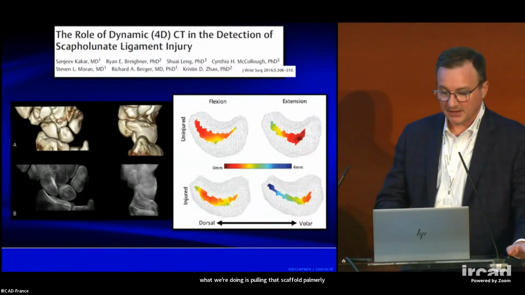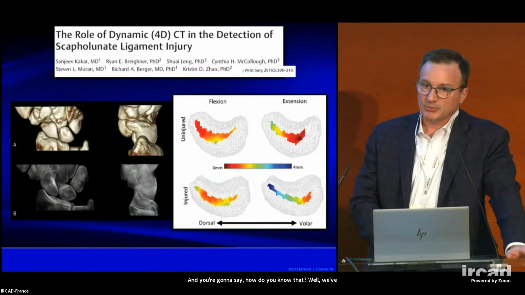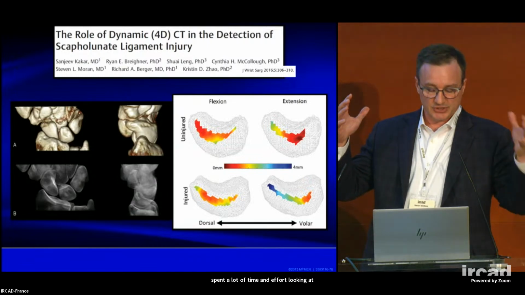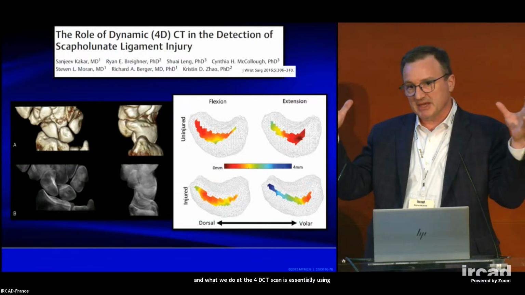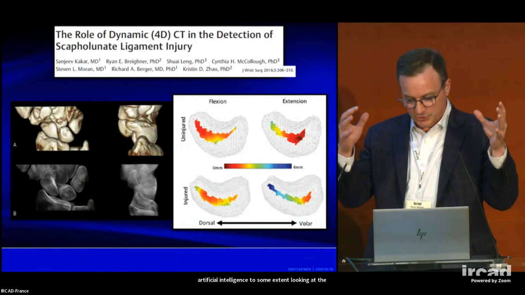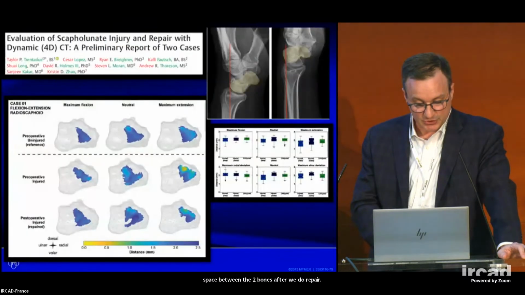Well, we've spent a lot of time and effort looking at 4D CT scans. And what we do with the 4D CT scan is essentially we're using artificial intelligence to some extent, looking at the space between the 2 bones after we do repair. A lot of this work has been done by Dr. Kokar and his research group.